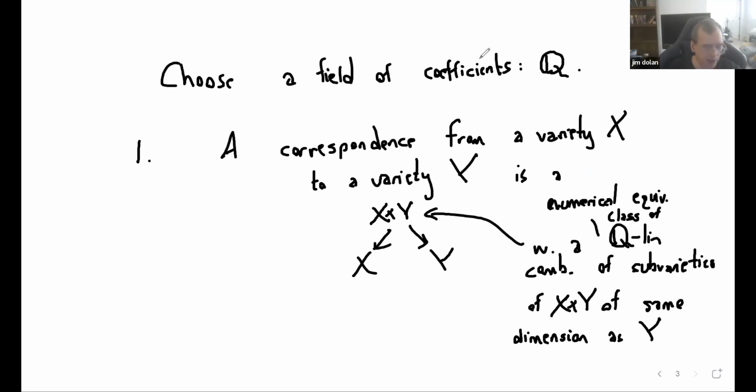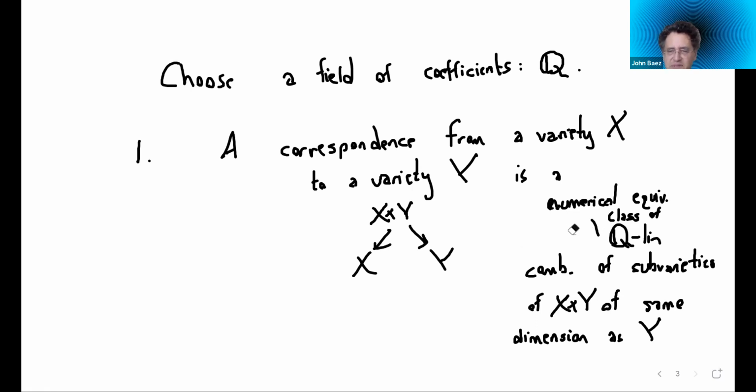Back to where we are here. I'm slowly adjusting the notes on my slide to match reality. So it's a numerical equivalence class of Q-linear combinations of subvarieties of. Can I think? Graphs of maps are notorious for actually being just isomorphic to the domain.